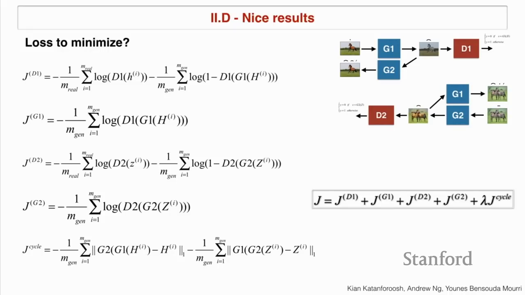Yeah? Can we use the same D1 as D2? Oh, the same cost function for D1 and D2? Yeah, you could, but it's not going to work that well.